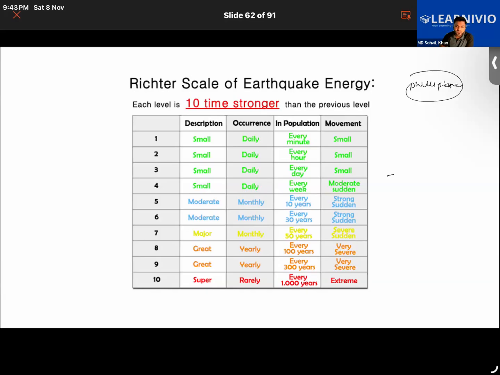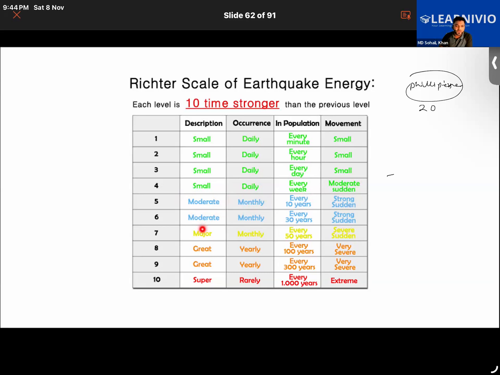Smaller earthquakes are very frequent, almost occurring on a daily basis. In some places there can be as many as 20 earthquakes a day. Earthquakes of magnitude 5 or 6 are moderate. Around the world, they can occur monthly. In terms of a given population, they may repeat every 10 years, and the movement will be strong and sudden.